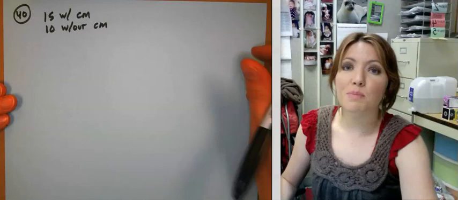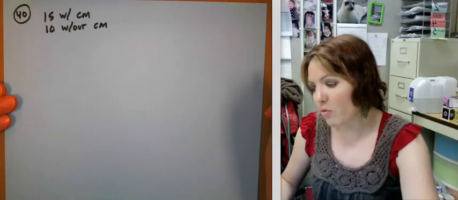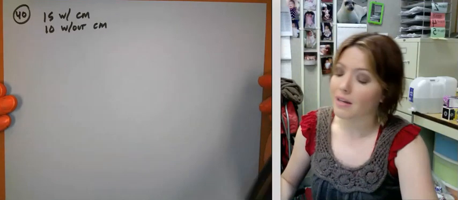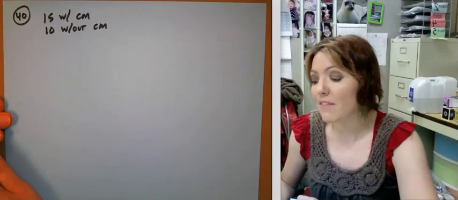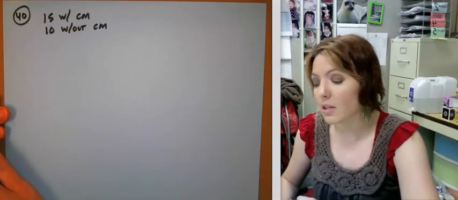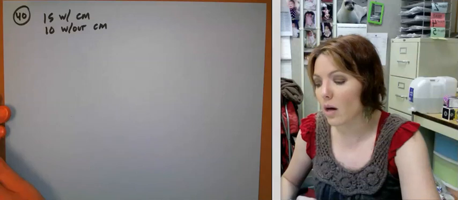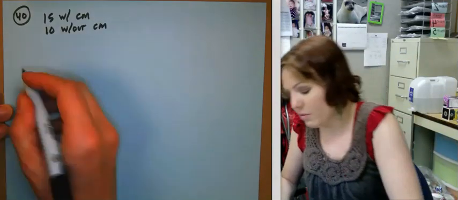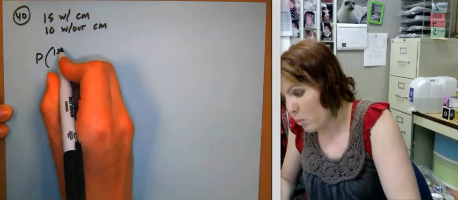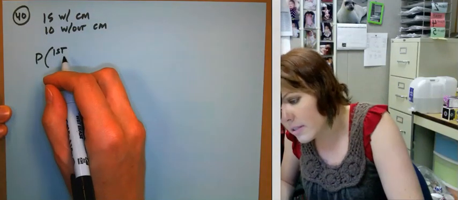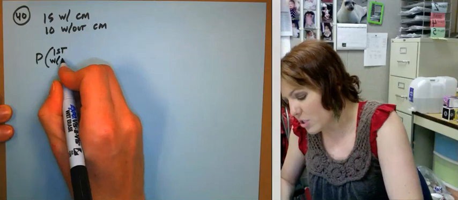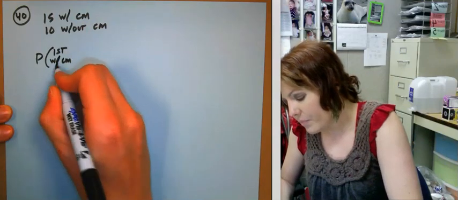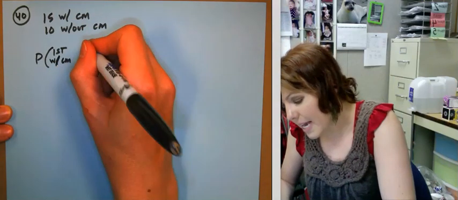Okay, moving on to probability. Number 40 says Mrs. Miller, that's me, is randomly distributing 15 rulers with centimeter labels and 10 rulers without centimeter labels, like we have here. What is the probability that the first ruler will have centimeter labels? Make sure the first is with centimeters, and that the second will not.